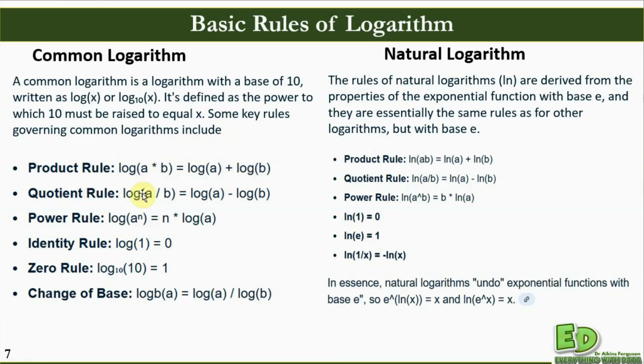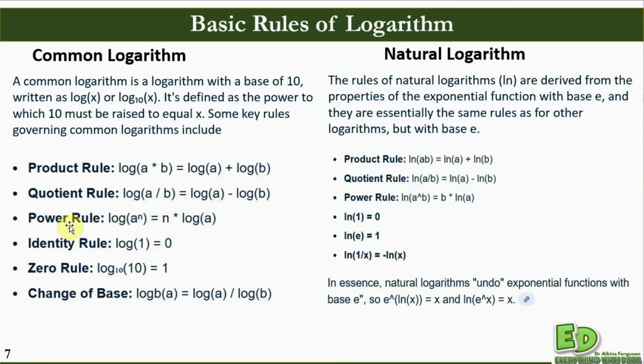The quotient rule is when you have log a divided by b, right? The terms that are dividing here, a over b, become minus outside. So log(a over b) is equal to log a minus log b, right?